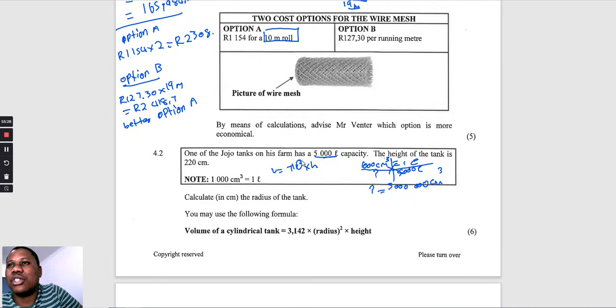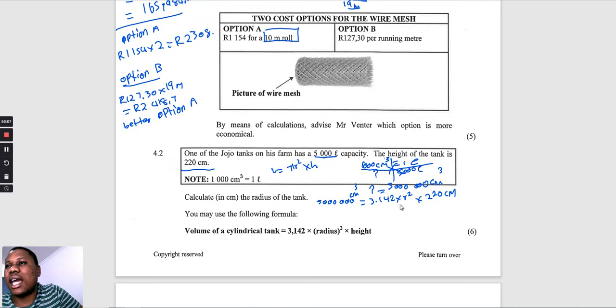So we are looking for the radius squared, but we are not actually looking for radius squared, we are looking for the radius. So at some point we are going to remove that squared there. Okay, let's substitute. Our volume is 5 million, which is equal to our pi 3,142 multiplied by radius squared multiplied by 220, given 220 centimeters. So this is centimeter cubic.